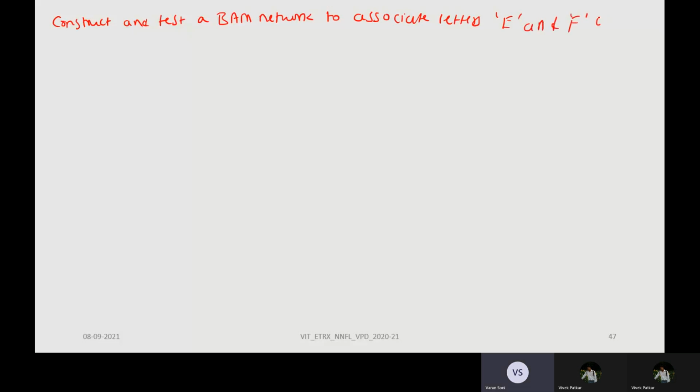Yeah. Can you help me out with the question? Question is: construct and test a BAM network to associate letters E and F with simple bipolar input output vectors.